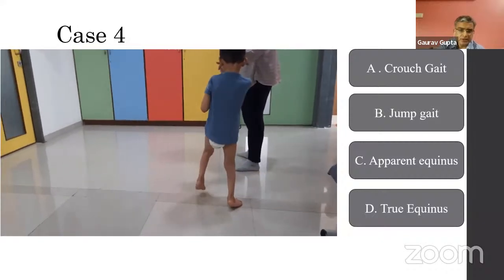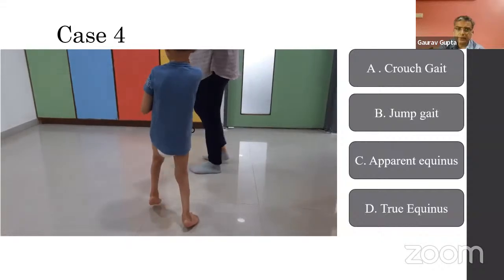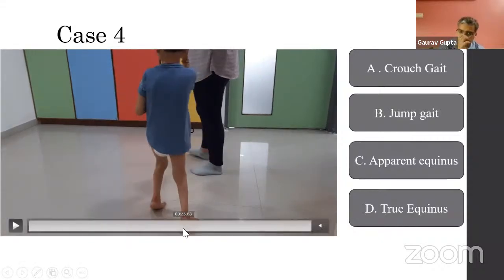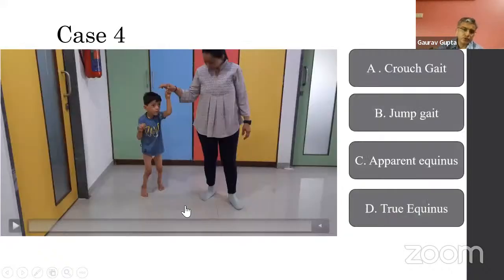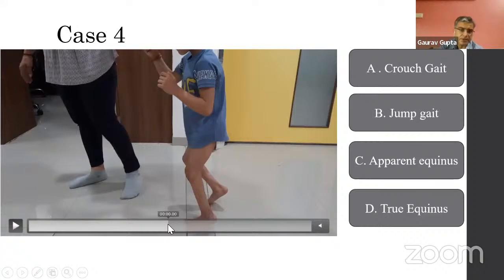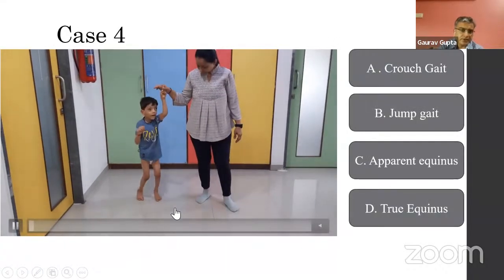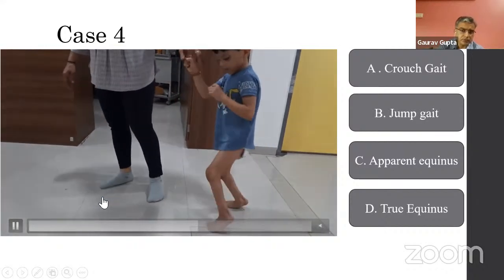Then in this case, here you can see a typical stiff knee. In the previous one there was movement at the knee, but here you can see on the lateral view that the knee is more or less stiff and the ankles are in equinus. So this is a typical jump knee gait. Since the child is requiring physical assistance, I would not grade it as 3.